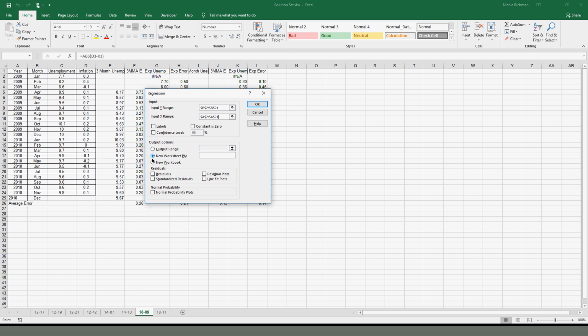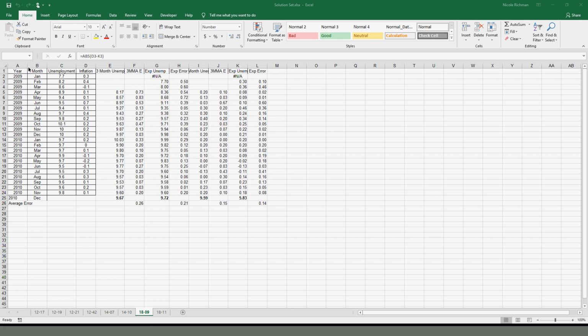Then it wants our output range. I'm going to ask it to go to a new worksheet so that it doesn't override all of the other typing that I have here. But you can certainly put it on the same worksheet. Just simply click the output range there and click on the cell where you want it to start. I'm going to say OK. And here's where that summary output was created in Excel. So here's our intercept and our slope, just like it was over here, intercept and slope.